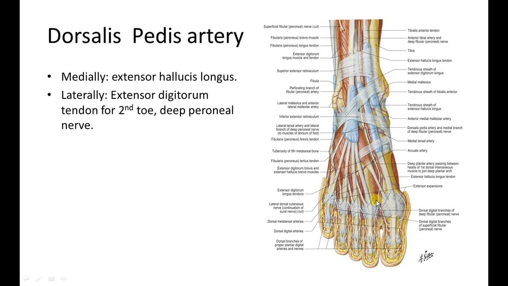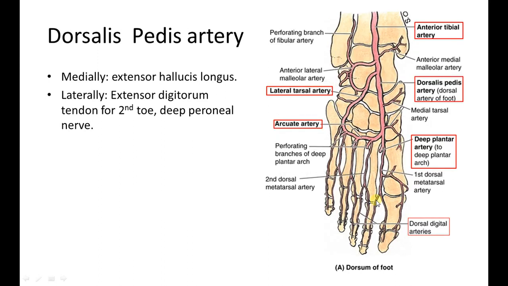So the deep peroneal nerve above also is related laterally to the anterior tibial artery. The same lateral relation it is actually maintaining even in the foot. So it is not crossing anywhere. Just in the lower part it actually comes anterior to the artery, but then again it maintains its lateral position. So those are the relations of the dorsalis pedis artery.